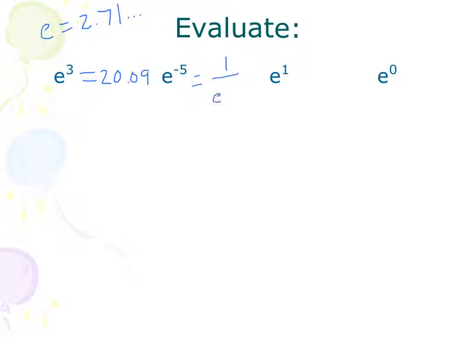Properties of exponents still apply. e to the negative fifth is 1 over e to the fifth. I'm expecting this to be a small little decimal, and it is. It's right around 0.0067. e to the first is about 2.71, and e to the 0 follows that same property of exponents that all bases do. Anything to the 0 power is 1. Always has been, always will be. Okay?